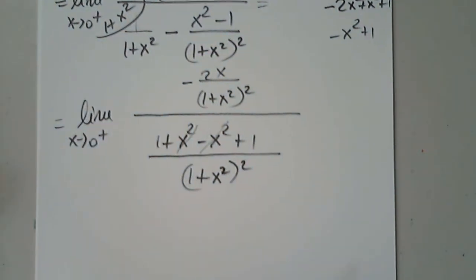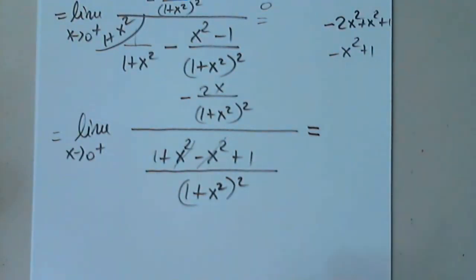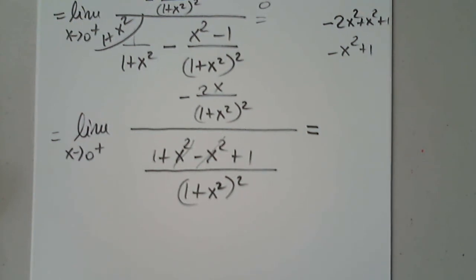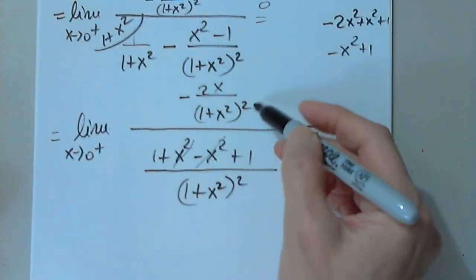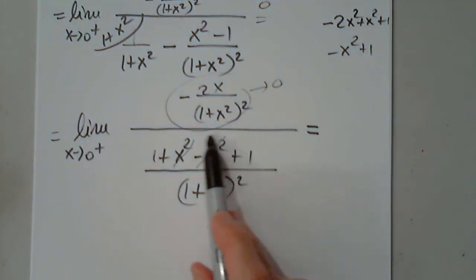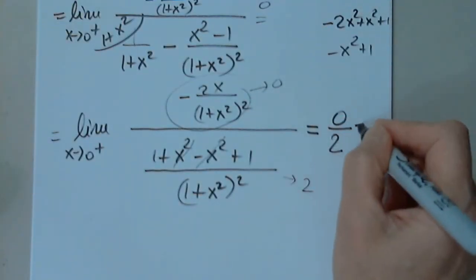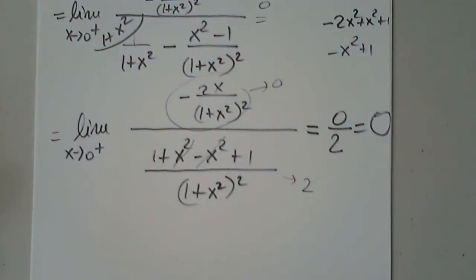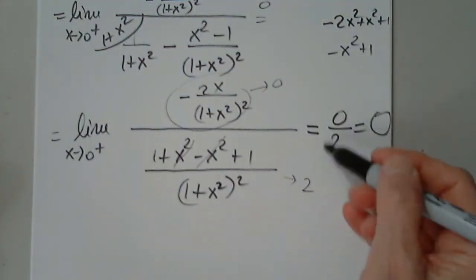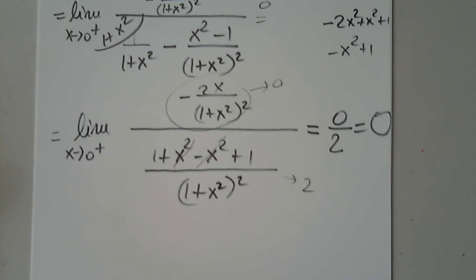Gee whiz, my hopes were met. The numerator goes to 0, but the denominator goes to 2. Yay! 0 over 2 is 0. So this is a 2, and this is 1. So this approaches 2 over 1, and this approaches 0. And 0 over 2, I cannot apply anything else. 0 over 2 is 0. So that was a long one.